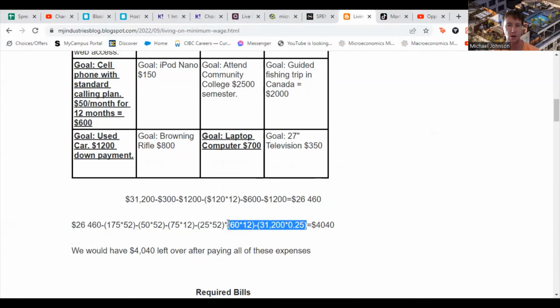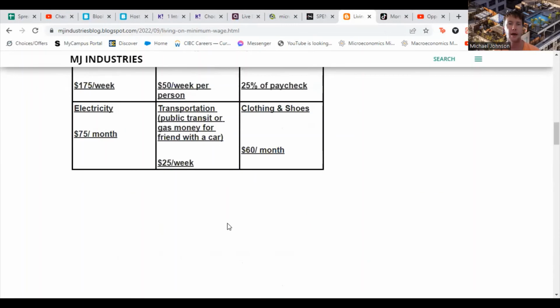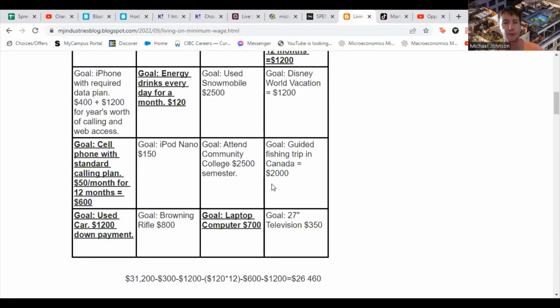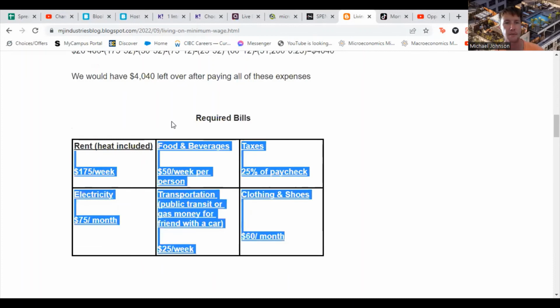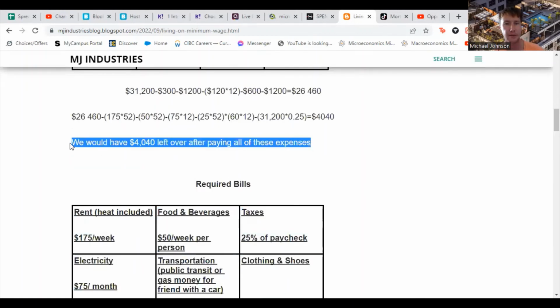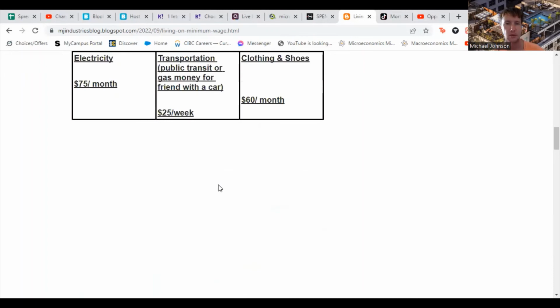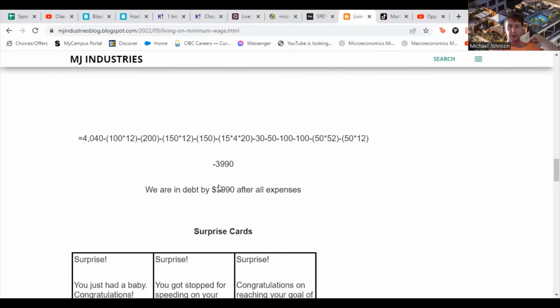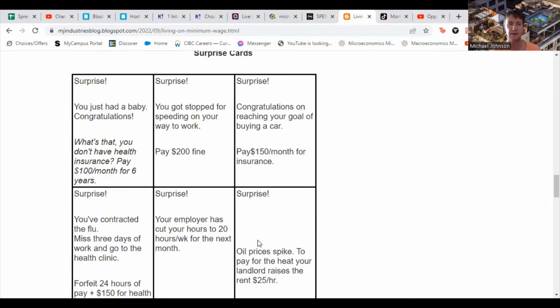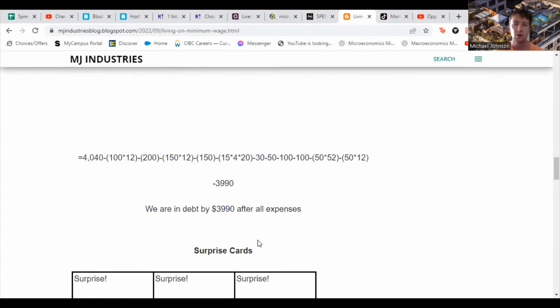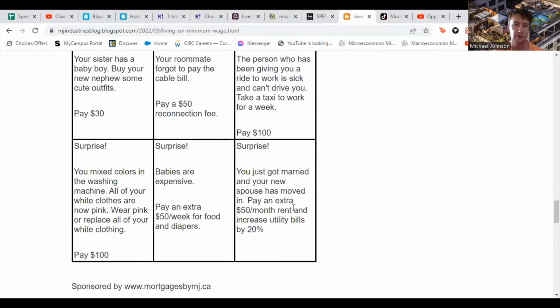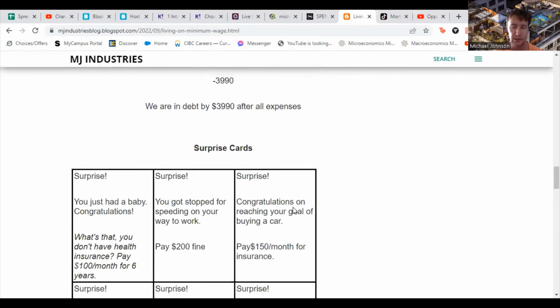And then when you pay for all of these expenses here, you'd have $4,040 left after paying all those required bills. And then if you want to pay for all these surprise expenses down here, which come up, you would be in debt by $3,990 after all those expenses. So working at the minimum wage doesn't cover everything when you have a family.